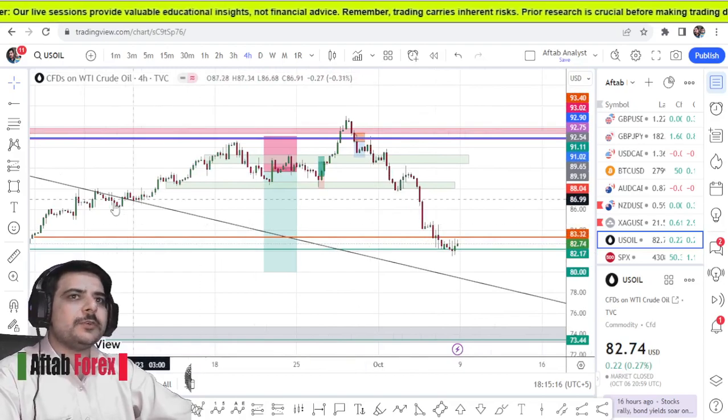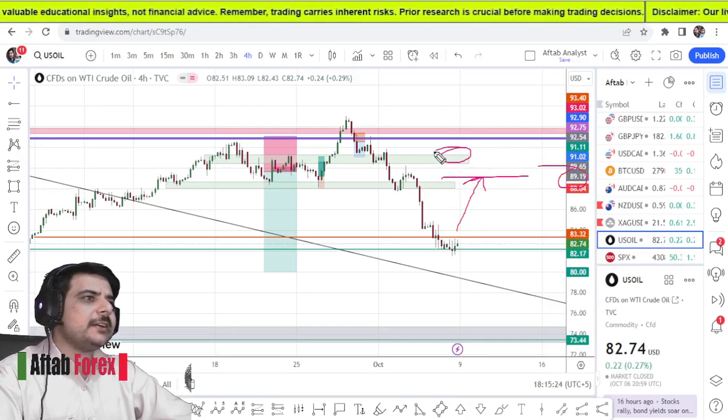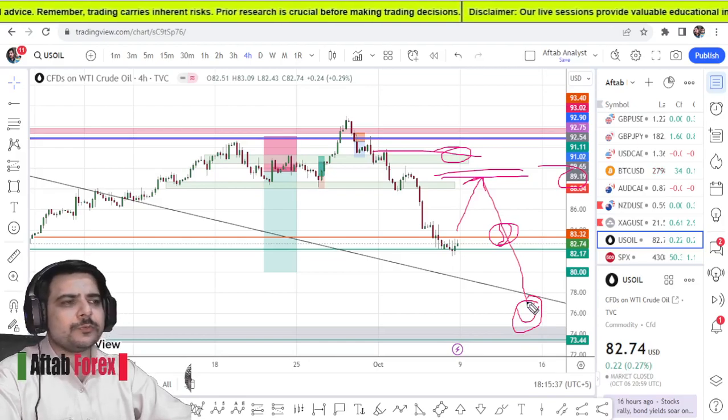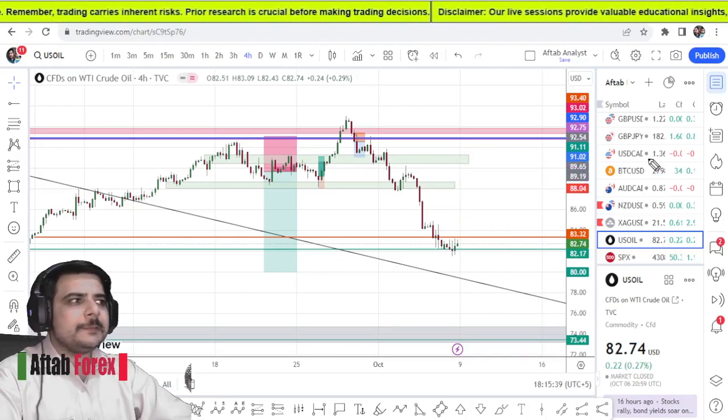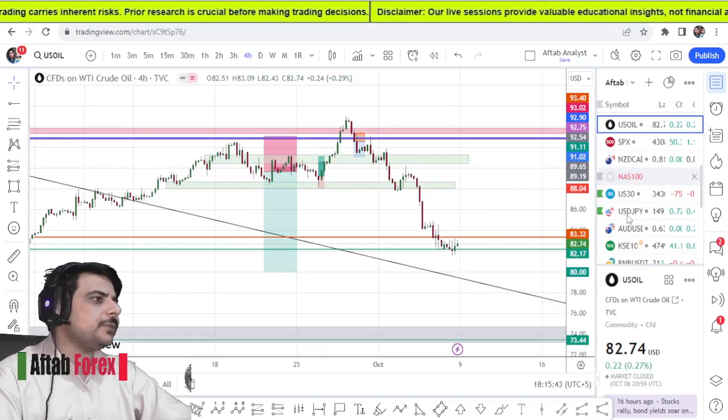Now what's next for it? Obviously I expect a reversal towards 88.04 and this zone as well, but 88.04 is very strong, and from there a straight move down. Target 1 will be this support, target 2 will be 73.44. Very simple it is. Moreover, I will be discussing it in the day trading videos.